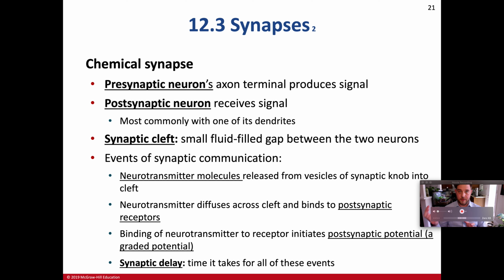So now we'll step into this part. Once all that other stuff happens, the neurotransmitter molecules are released from the vesicles of the synaptic knob into the synaptic cleft. The neurotransmitter will diffuse across the cleft and bind to the postsynaptic receptors. And then that binding of the neurotransmitter initiates some type of postsynaptic potential. And that will be a graded potential. Remember, at the dendrites, you don't have an action potential yet. You have a graded potential, which is just a smaller local change in the plasma membrane charge. The synaptic delay is the time that it takes for all of those events to happen, for the neurotransmitter to be released, for it to diffuse, and for it to bind.